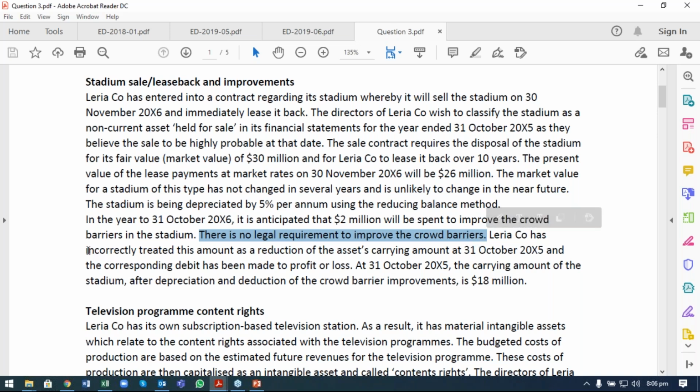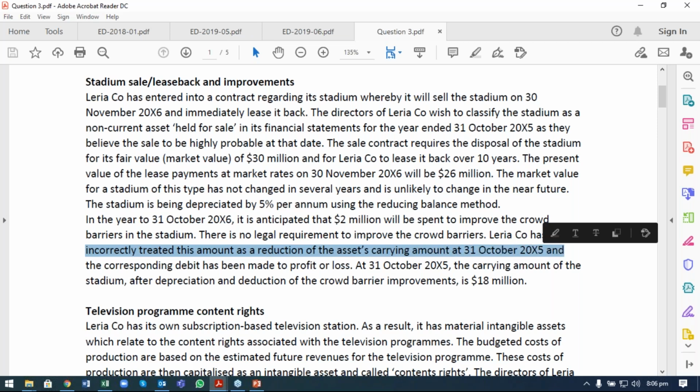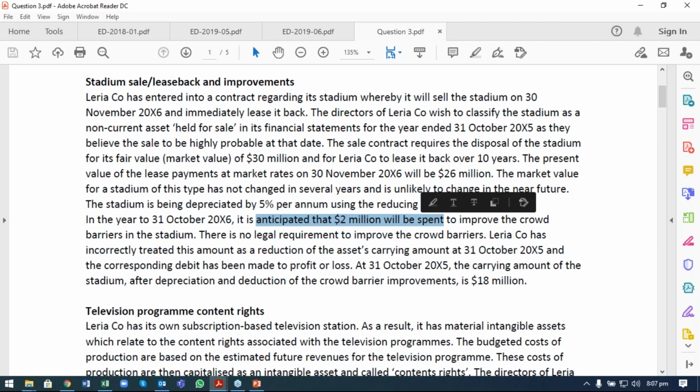The Laria company has incorrectly treated this amount as a reduction of the asset's carrying amount at 31st of October 2005. Now, I have two ideas as far as this question is concerned. I'll be looking into the answer and discussing it with you. But right now, my understanding is that rather than capitalizing it, the company has expensed it and charged this specific 2 million to the profit and loss account, right?